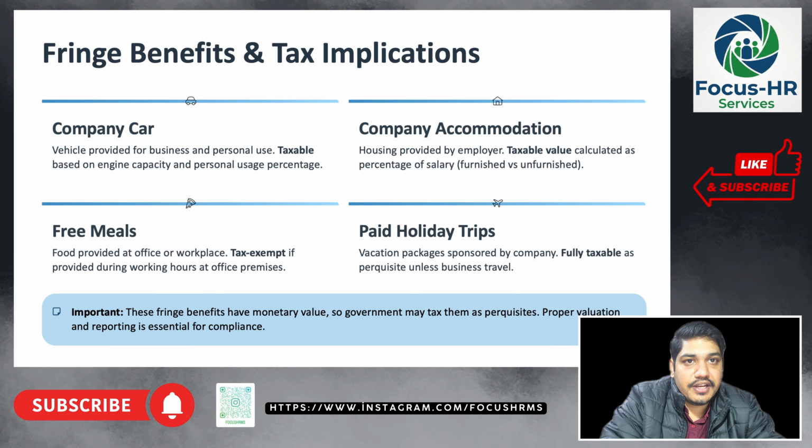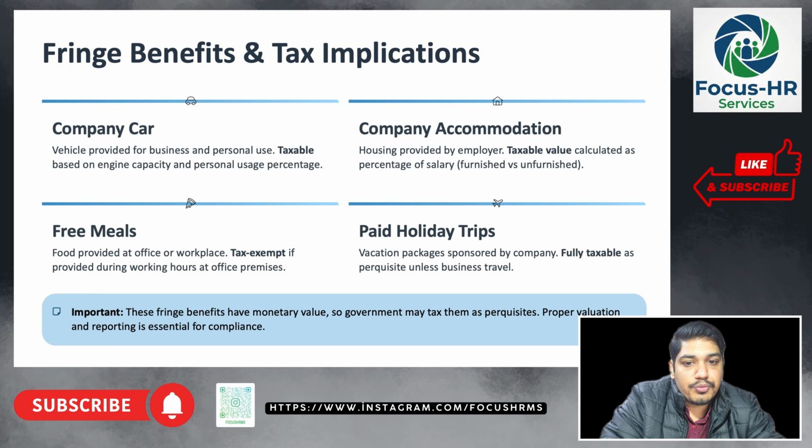Now we come to fringe benefits. These are non-cash benefits companies provide. And here's the thing: even though they are not cash, they have monetary value and the government taxes them. Let me explain. Company car. If the company provides you a vehicle for business and personal use, it's taxable for the personal use. Company accommodation. If the company provides housing, the taxable value is calculated as a percentage of your salary.